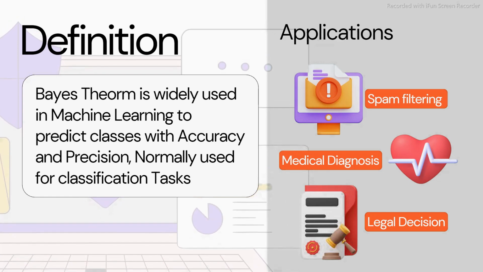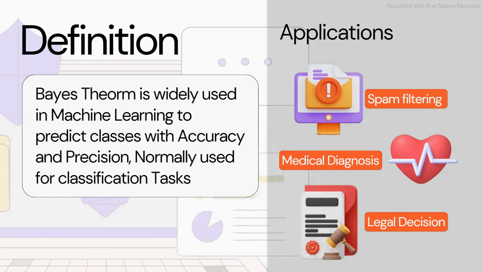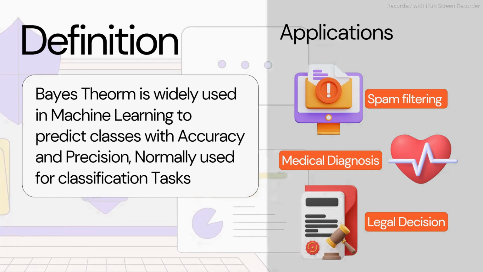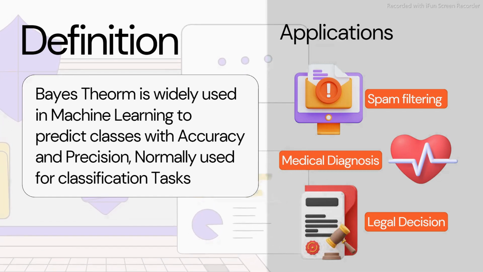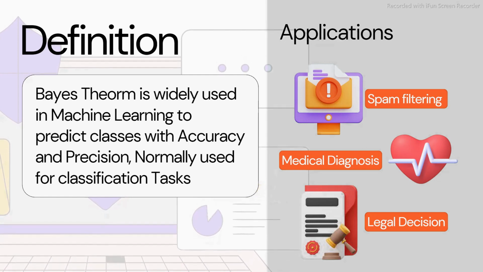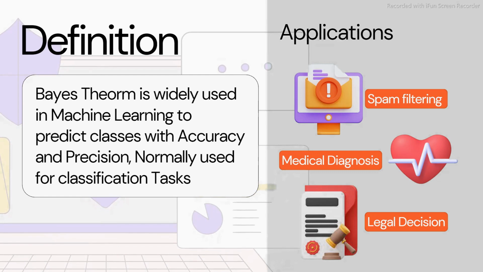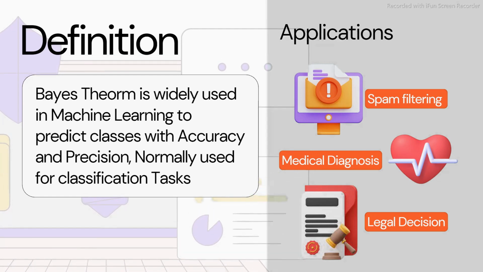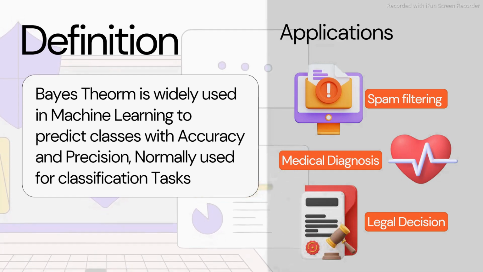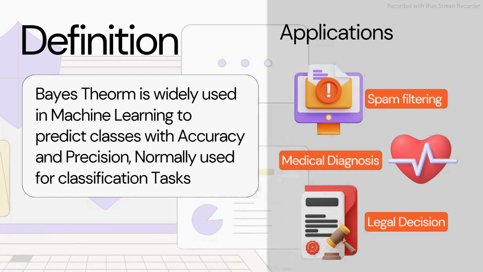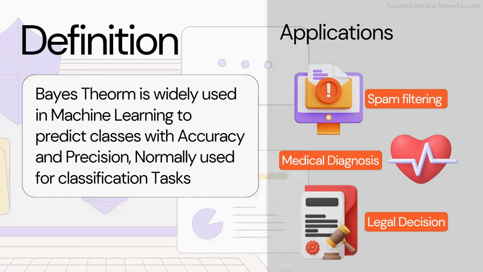And in medical diagnosis, there are different types of diseases, and some are tested positive or some are tested negative, and we need to find the probability of such diseases to calculate whether the disease is present in this particular person or not. For that purpose we are going to use this Bayes theorem, and for legal decisions also we are going to use Bayes.